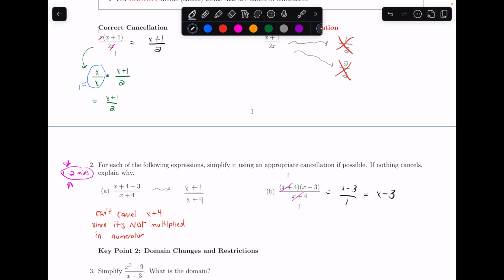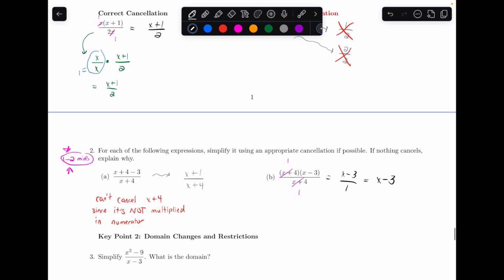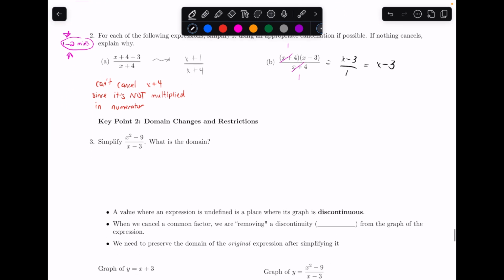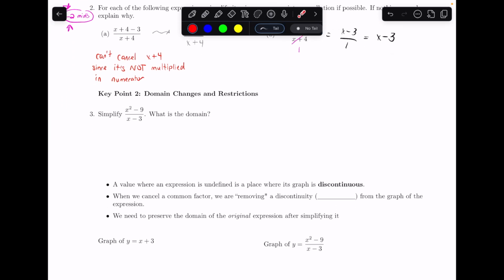All right, so we've talked about when we can cancel on the top and the bottom, when we cannot. Now we're on to our second key point, which is domain changes and restrictions. So let's motivate this with an example. I want to simplify x squared minus 9 over x minus 3 and answer, well, what's the domain? So let's do domain first.